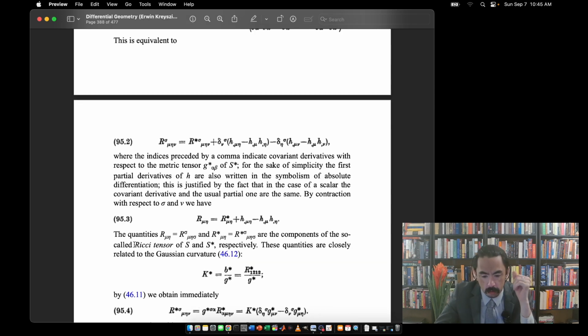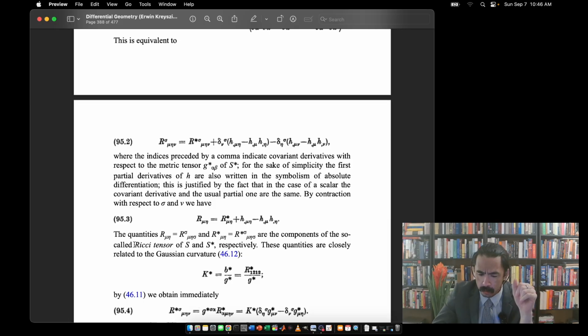This is equivalent to capital R superscript sigma sub mu eta nu equals capital R star superscript sigma sub mu eta nu plus Kronecker delta sub nu superscript sigma, then times the quantity lowercase h subscript comma mu eta minus lowercase h subscript comma mu, then times lowercase h subscript comma eta closed quantity, minus Kronecker delta sub eta superscript sigma, then times quantity lowercase h subscript comma mu nu minus h subscript comma mu, then times h subscript comma nu closed quantity, where the indices preceded by a comma indicate covariant derivatives with respect to the metric tensor g star sub alpha beta of capital S star.